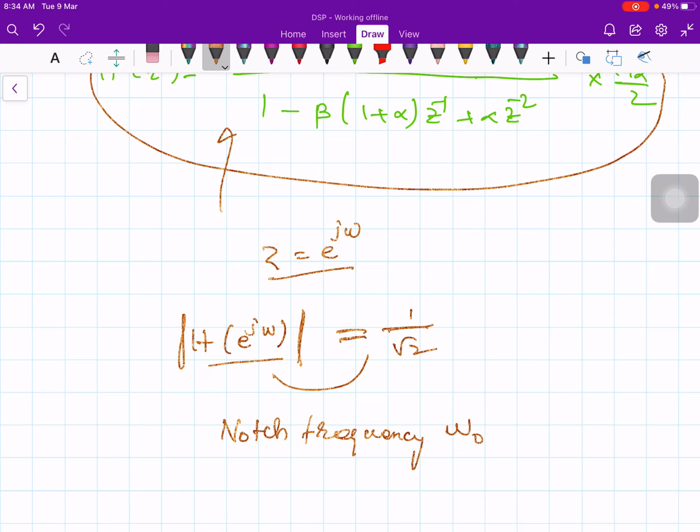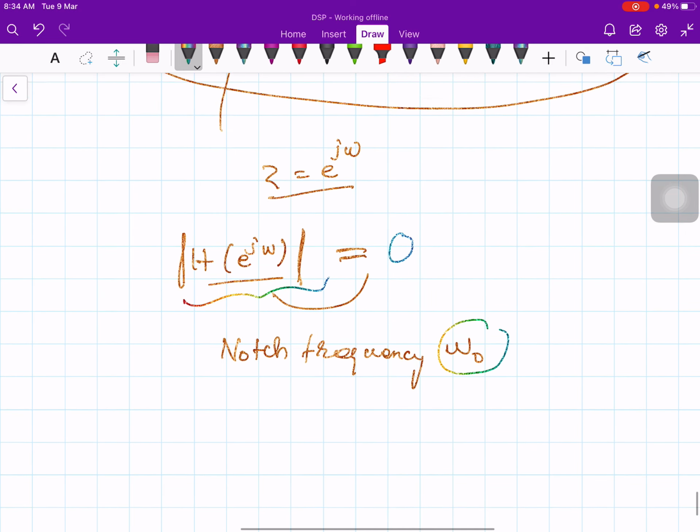I'm very sorry. Because the notch frequency is a frequency at which we need zero magnitude, you make the magnitude equal to 0 and then solve it, and you will get the notch frequency, denoted by omega naught.